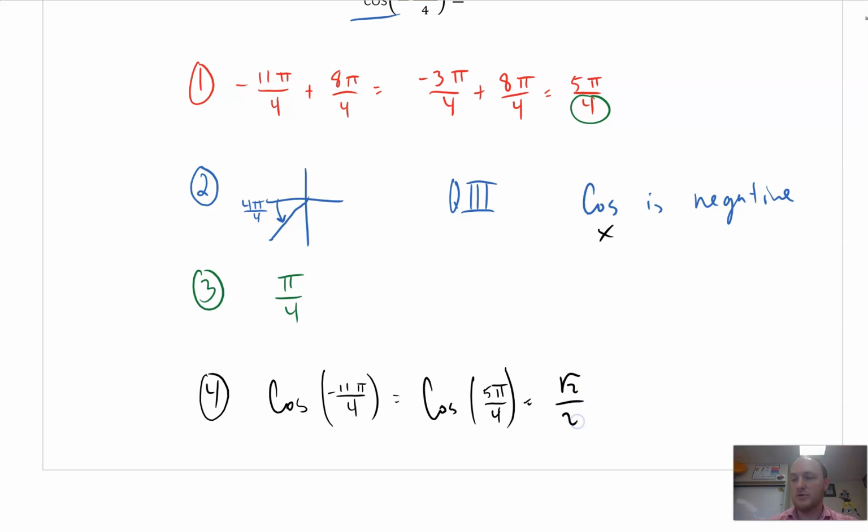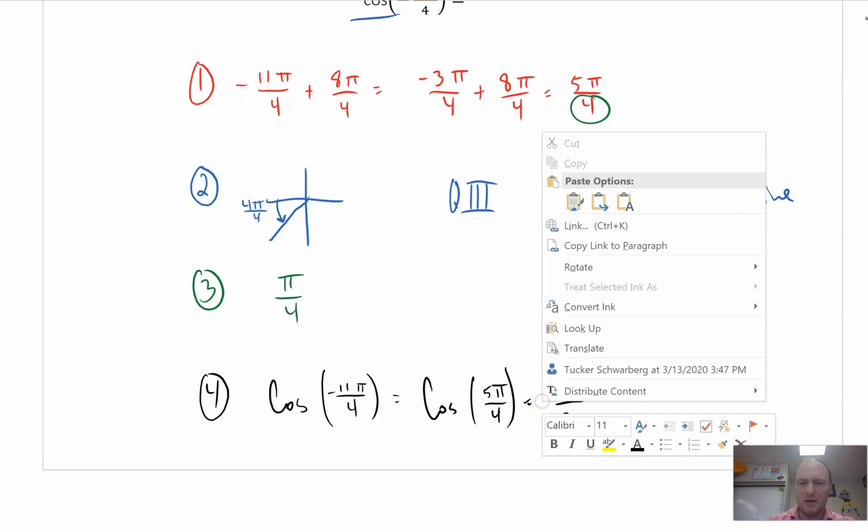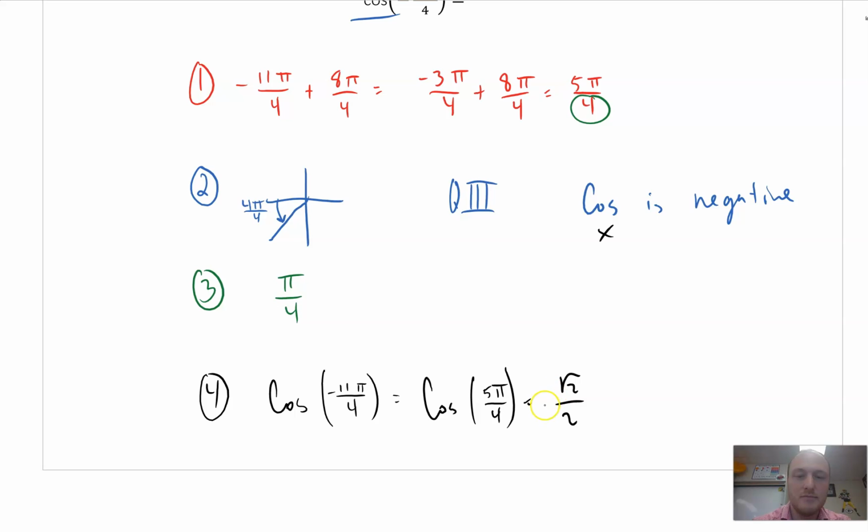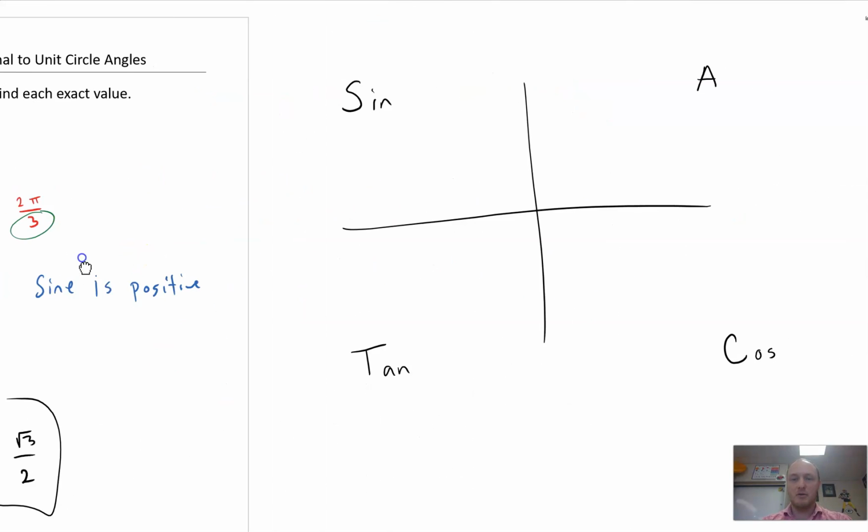And we know that root 2 over 2 is negative in this quadrant. I almost said positive. It's negative. Quadrant 3. What's the only thing positive in quadrant 3? Tangent, right? Quadrant 3 right here.